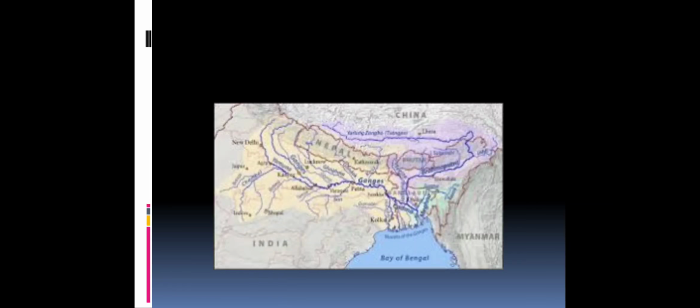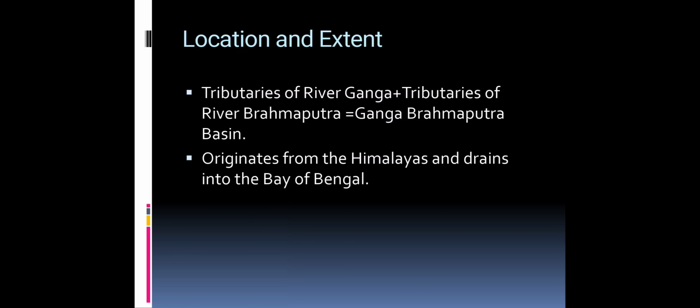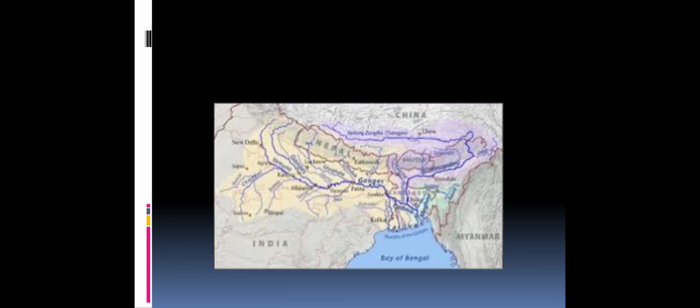So we started our topic with the location and extent of the Ganga Brahmaputra basin, in which I told you that tributaries of Brahmaputra and tributaries of Ganga join together and form the Ganga Brahmaputra basin. Both the Ganga river and Brahmaputra river originate from Himalayas and cover a long journey before they drain into Bay of Bengal near Sundarban Delta. This was the map which I showed you. Just have a look at this map.